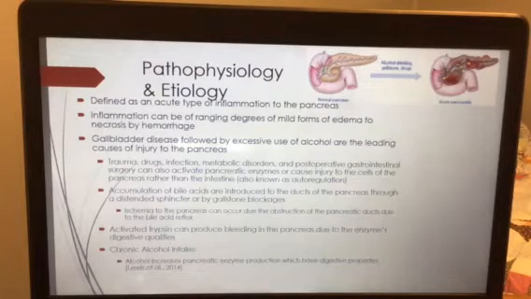Gallbladder disease, followed by excessive use of alcohol, are the leading causes of injury to the pancreas. Trauma, drugs, infection, metabolic disorders, and postoperative GI surgery can also activate pancreatic enzymes or cause injury to the cells of the pancreas rather than the intestines.